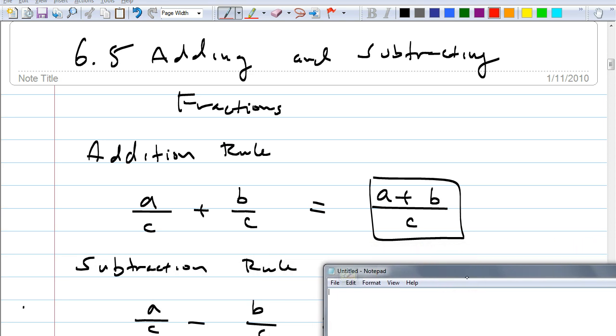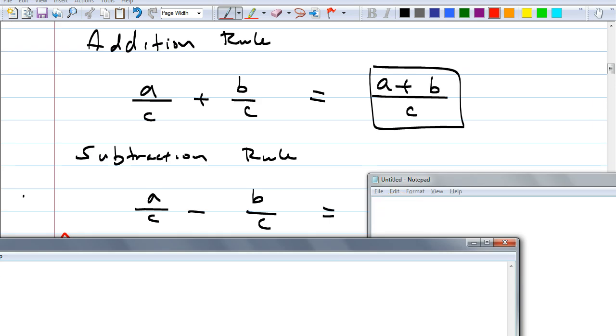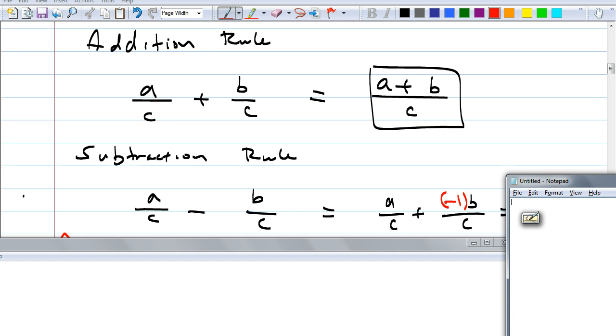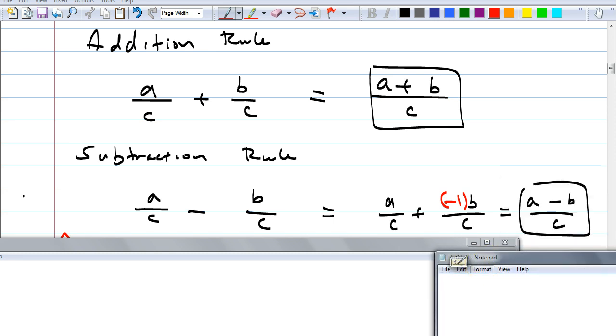If I have a over c minus b over c, first of all, do you think you should change it to addition first? What does that become when you change it to addition? So a over c minus b over c. Let's change it to addition. How do we do that? Judy? That's right. I actually used the -1, b over c. Is that okay? You're right. So then, of course, this simply becomes a minus b over c, right, guys?